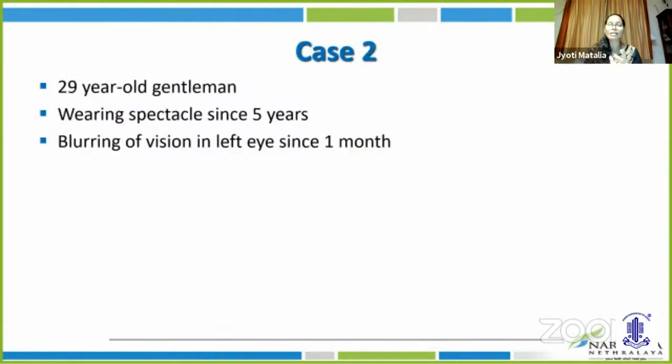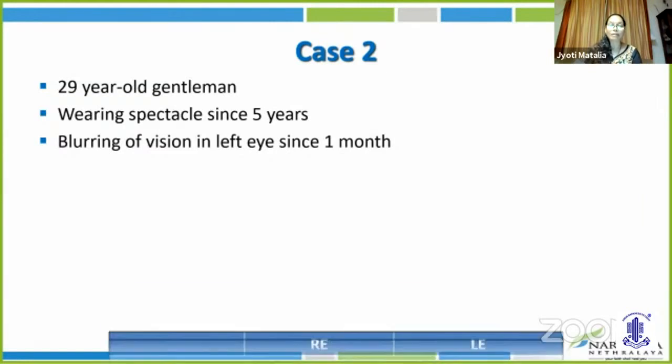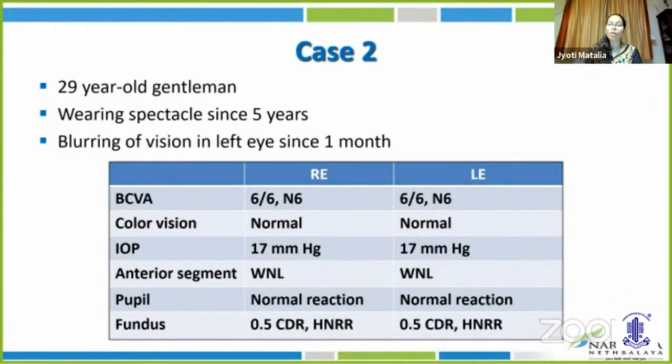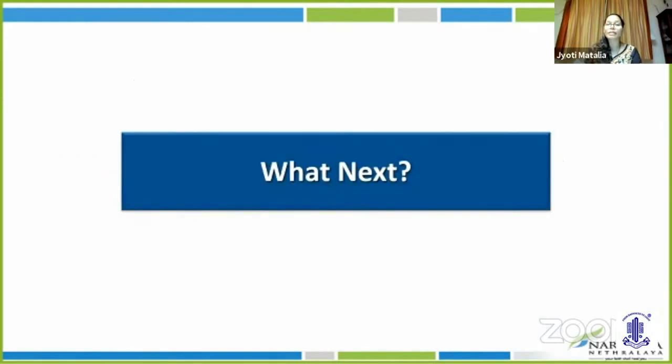Incidentally, I'll also be discussing these two cases about how a visual field can help reach a diagnosis. Second was a 29-year-old gentleman who had blurring of vision since 1 month. If you notice, the vision was more or less the same in both eyes, color vision normal, IOP normal, and again, pupil and fundus were fine. So we have two situations where everything was normal in terms of our objective evaluation. So what do you do next?